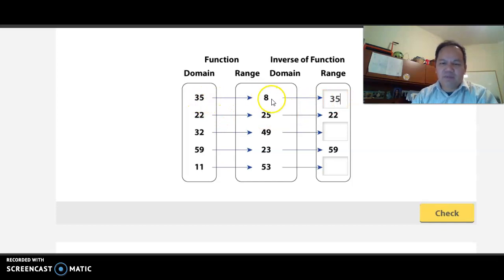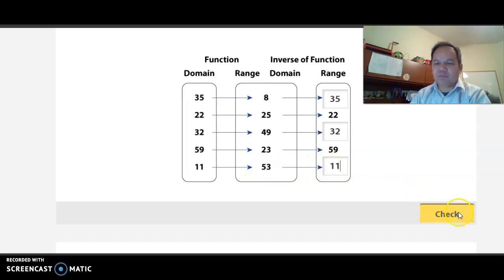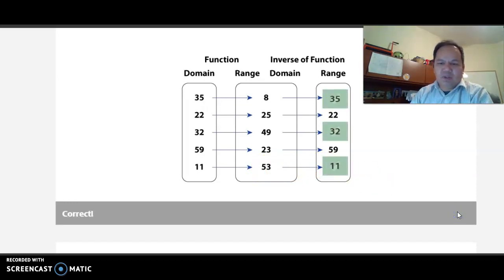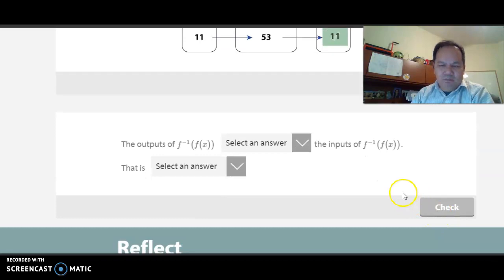35, 8, the inverse is domain 8, 35. 22, 25 would be 25, 22. 32, 49, the inverse would be 49, 32. That's correct. 11, 53, the inverse of 11, 53 is 53, 11, right? Okay.